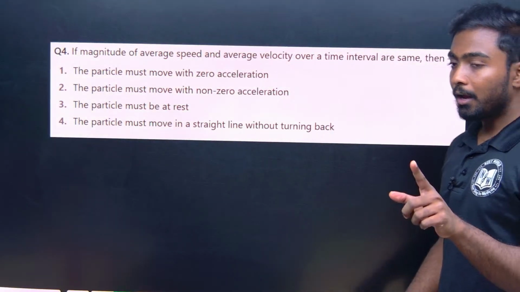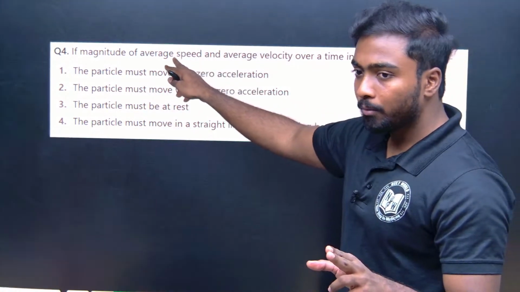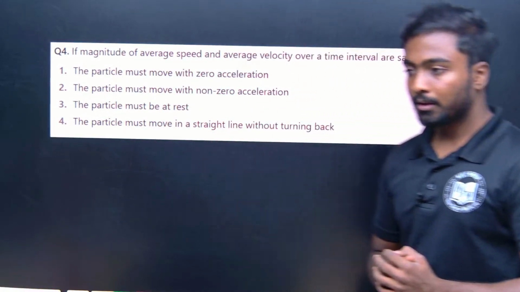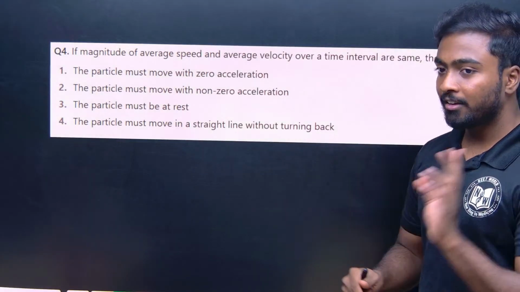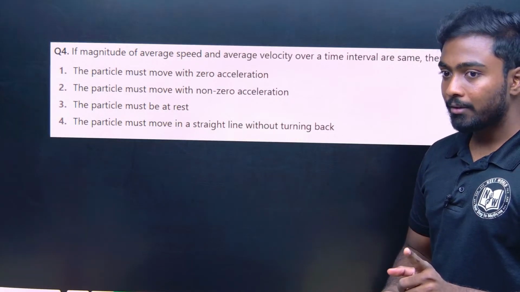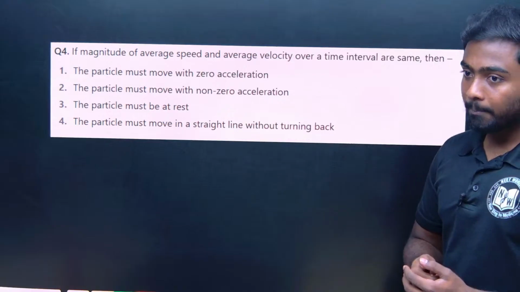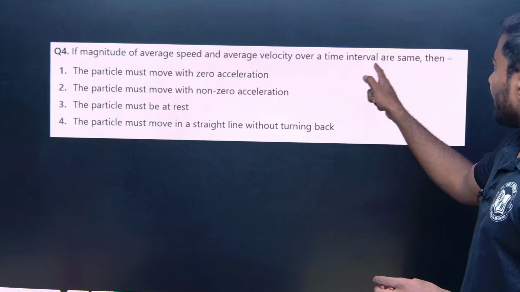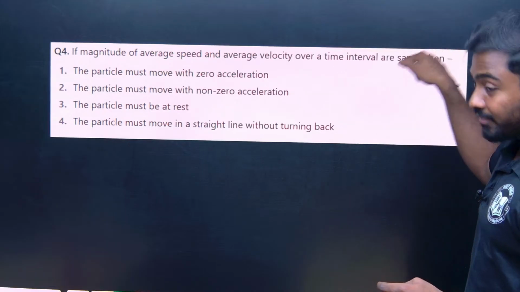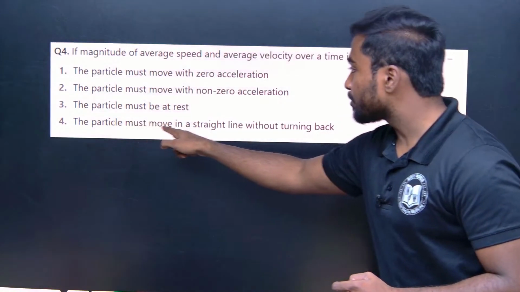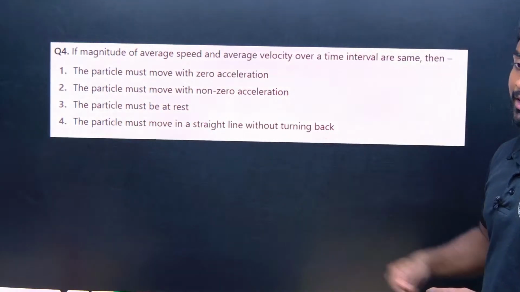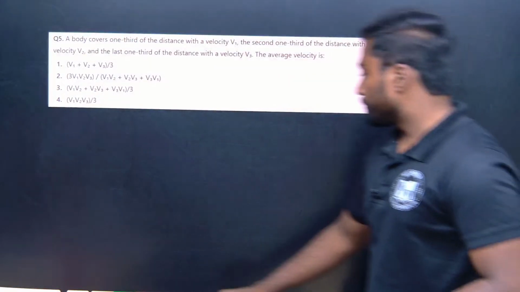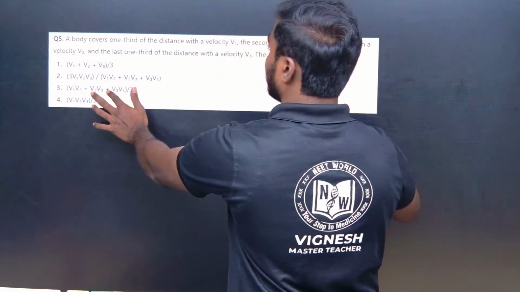So when I talk about speed, distance means like it's going in the straight direction or any direction it can be, but it is not negative. So velocity can be negative, can be positive, 0 also. What they told? Over a time interval are same, which means particle must move in a straight line without turning back. Okay. So next one, this important thing.